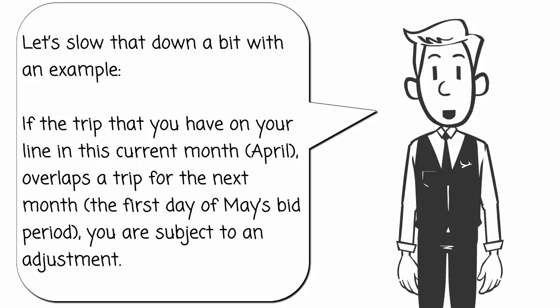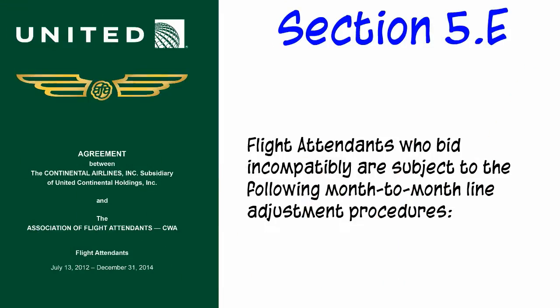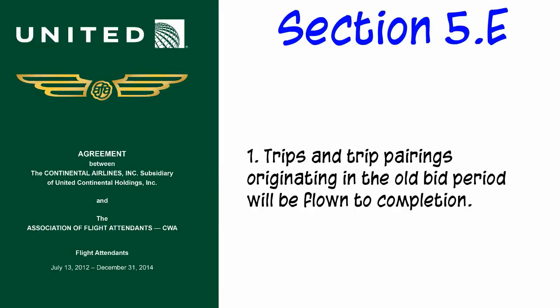If the trip that you have on your line in this current month, April, overlaps your trip for the next month, the first day of May's bid period, you are subject to an adjustment. So what will happen? Here are the month-to-month adjustment procedures. Pairings that start in the current bid period will be flown to completion. The current month gets priority over the new month. This is why it can be so hard to trade carryover trips.